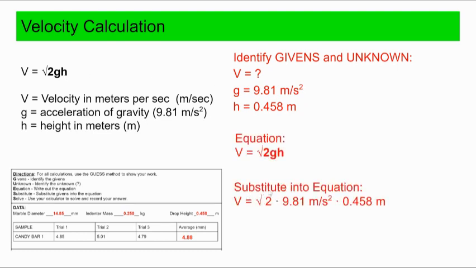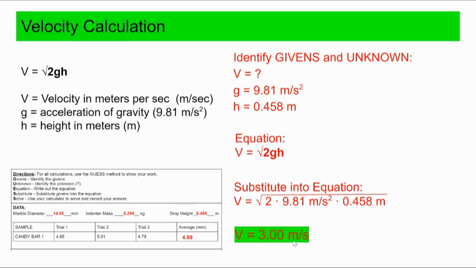I'm going to take the square root of 2 times 9.81 meters per second squared times 0.458. So on your calculator, we need to type in second and your square root button. And then you should see a parentheses automatically populate because we need to do everything inside the square root first. So inside the parentheses, you're going to type 2 times 9.81 times 0.458, and then close the parentheses and hit equal to get your velocity measurement, which should be 3.00 meters per second.